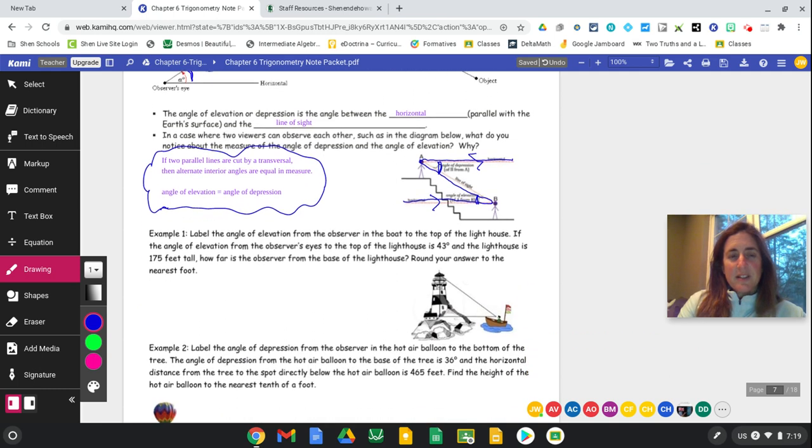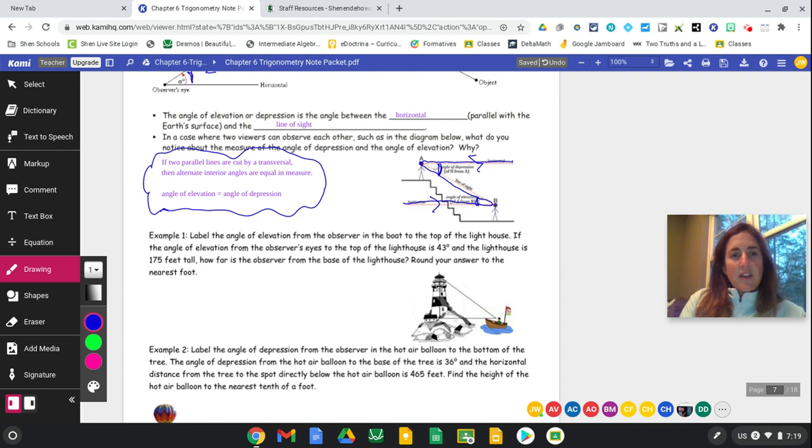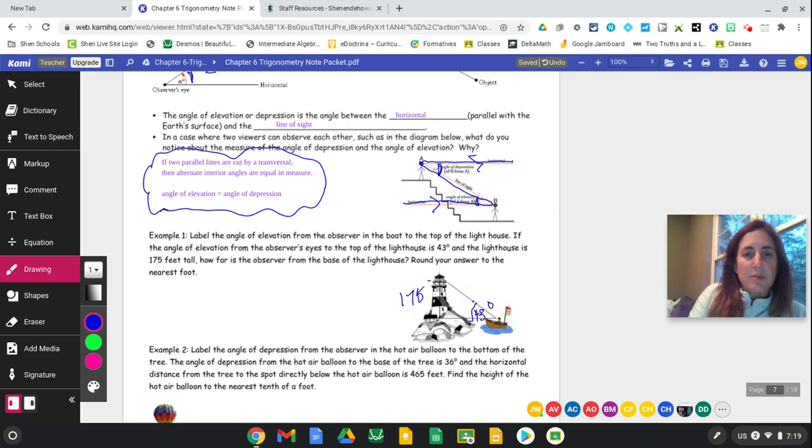So let's try a problem. Let's look at example 1. It says label the angle of elevation from the observer in the boat to the top of the lighthouse. So if I go to my picture, I see my boat here, and he's going to be looking up at the lighthouse. Now it says that angle of elevation is 43 degrees. If the lighthouse is 175 feet tall, so I'm going to put that on here, how far is the observer from the base of the lighthouse? So that's going to be my x. I'm looking for the distance the boat would have to be from the base of the lighthouse, or I'm looking for that horizontal distance.